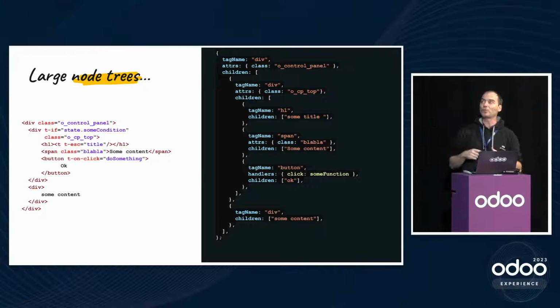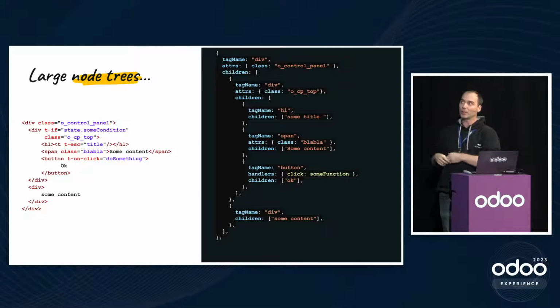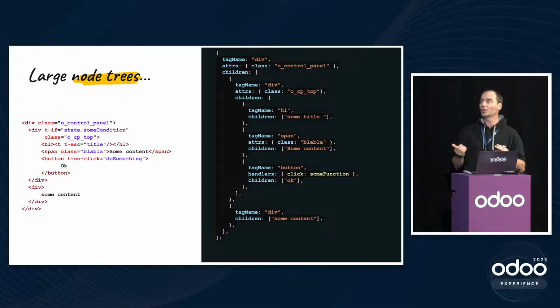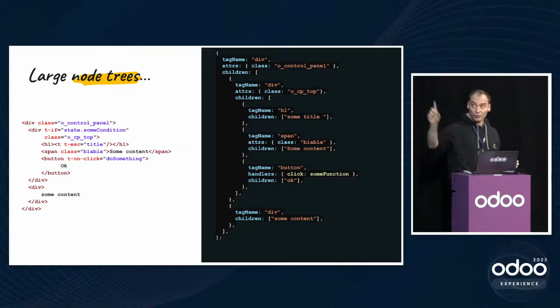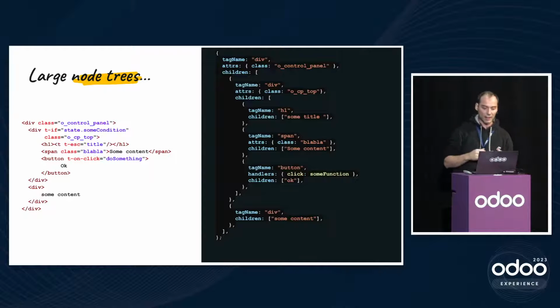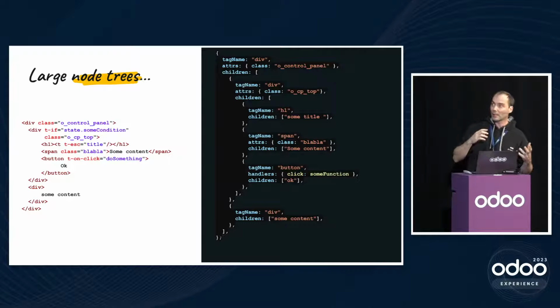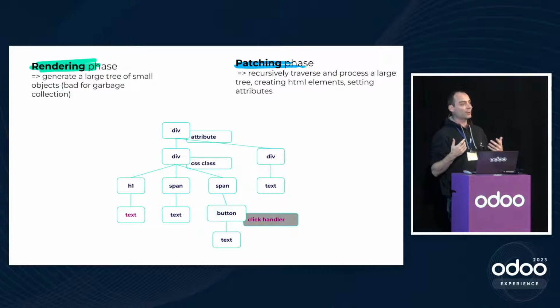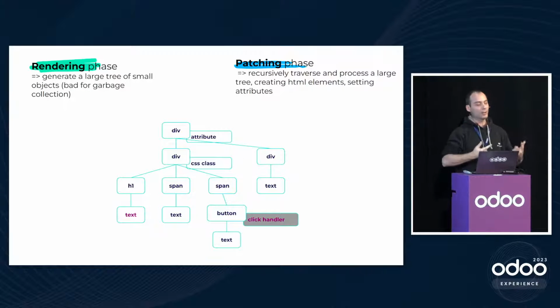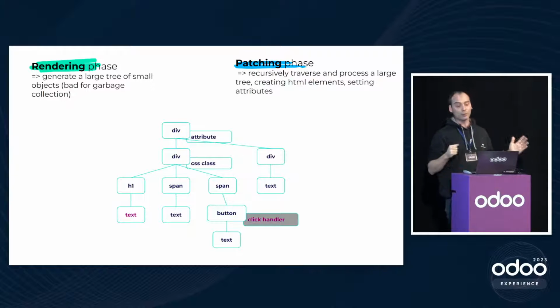You have a list of objects which contain children, a list of children which are objects which themselves contain children, and so on. And they all have a tag name, attributes, and maybe event handlers. This button has an event handler. And just look at this HTML or this template. Every time you render your template, you get something like this. That's why virtual DOMs are known to be kind of slow, because every time you render your template, you need to generate a tree like that. Every time. You don't have a choice.